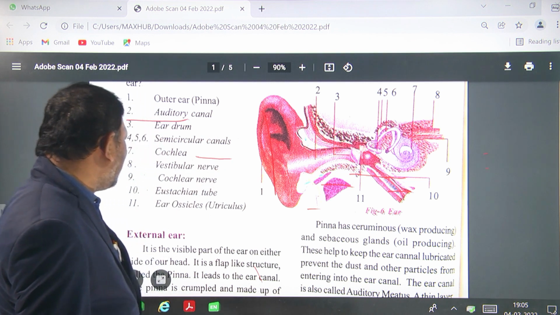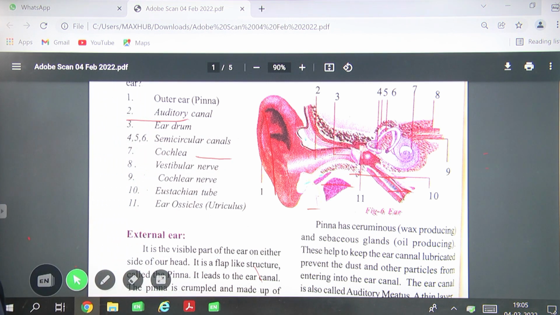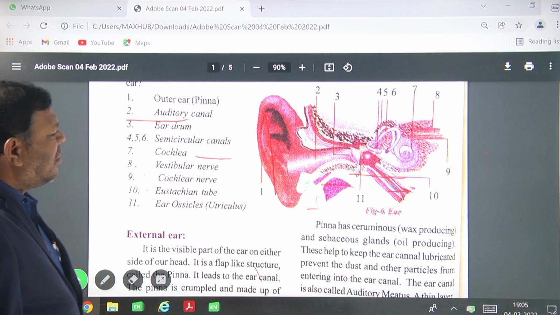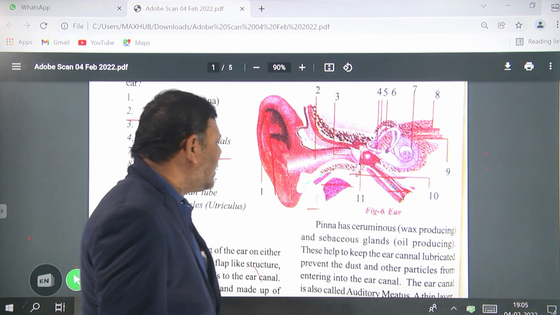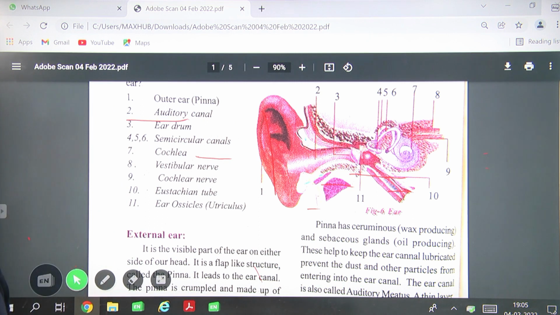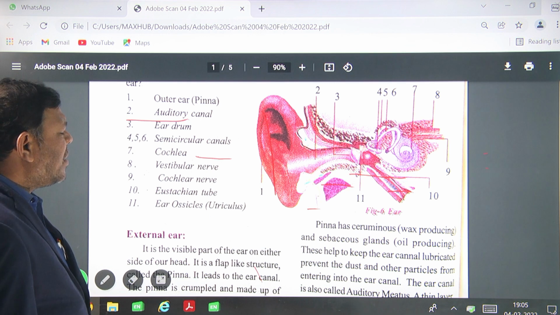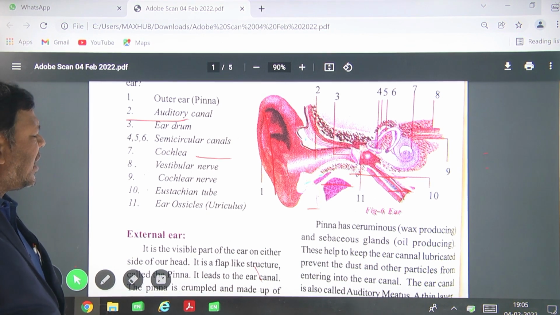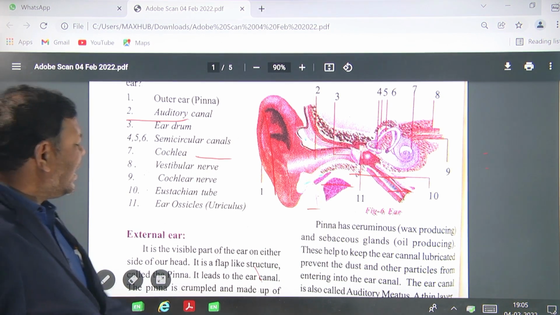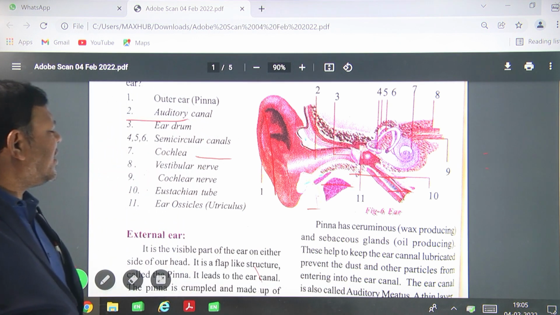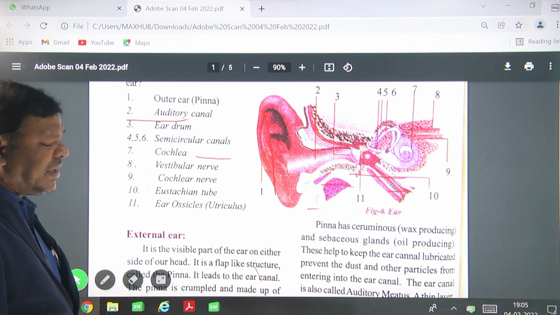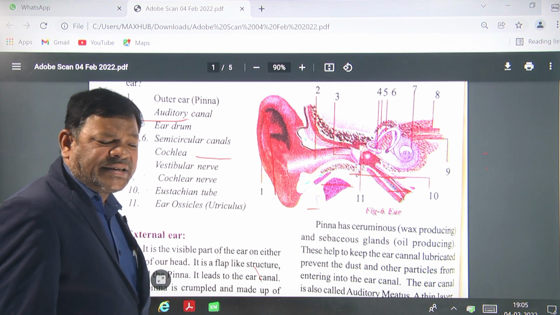It is crumpled and made up of cartilage. The pinna has wax producing and oil producing glands, working as a lubricant, preventing dust and other particles. The ear canal is also called the auditory meatus. So this is about the external ear. Is it clear?